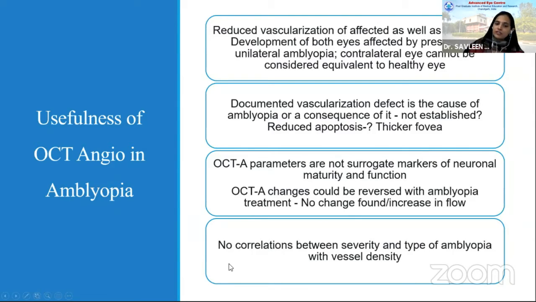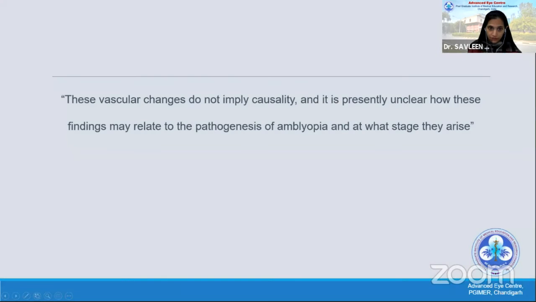There is no correlation in any of the studies between the severity of amblyopia, the type of amblyopia, and the vessel density. In conclusion, I would say that these vascular changes seen on OCTA do not imply causality of the amblyopia. They are not the cause of amblyopia. It is not clear whether these findings lead to amblyopia or amblyopia is causing these findings. At what stage we see them is still to be reproduced and validated.